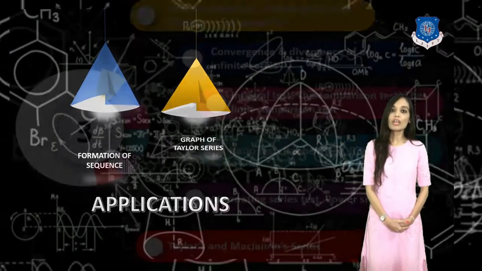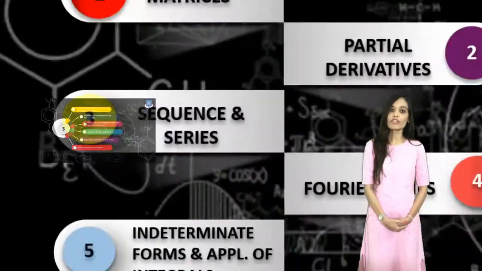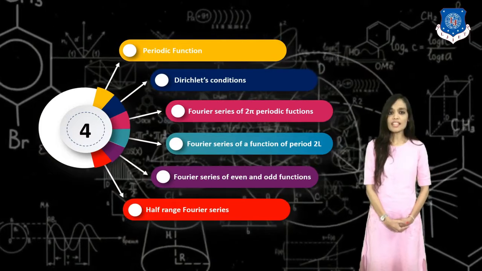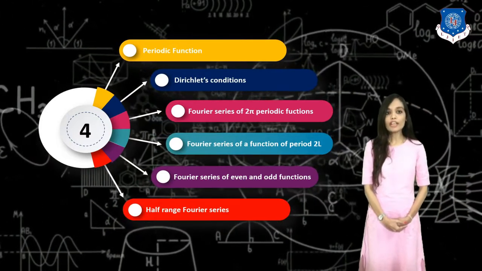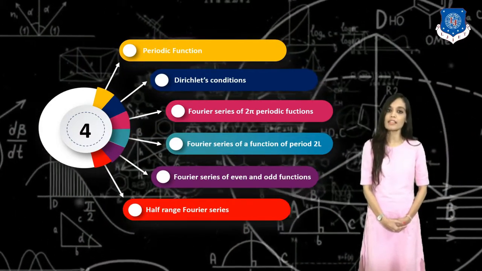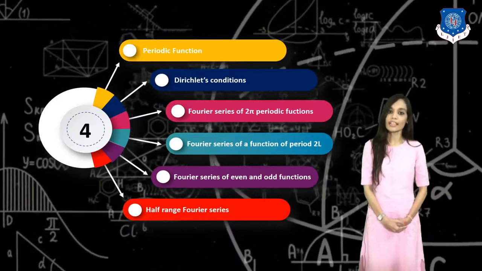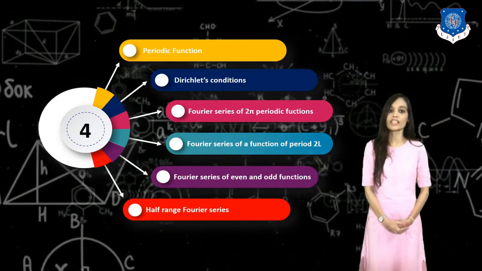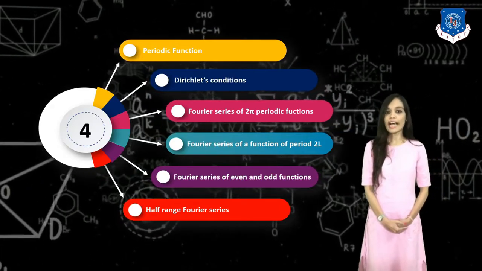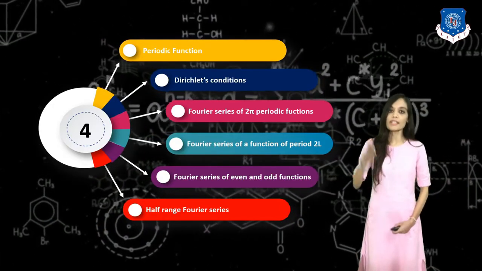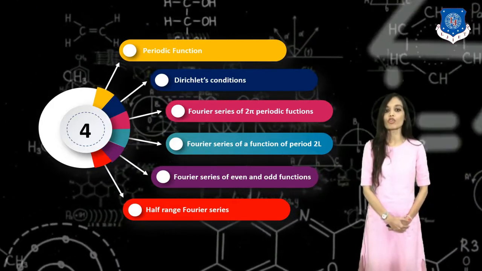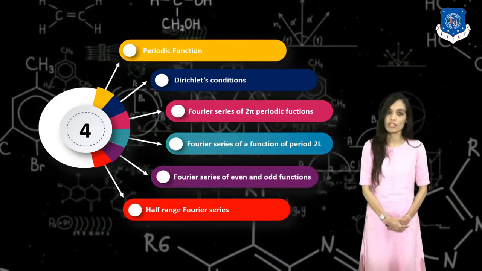Now, let's have a look at the contents of Unit 4, that is Fourier series. Fourier series decomposes a periodic function into an infinite sum of sines and cosines. Fourier series is also used for generation of various standard signals. You can now have a look at the subtopics listed here. In all the topics listed, we will learn to find Fourier series of periodic functions.